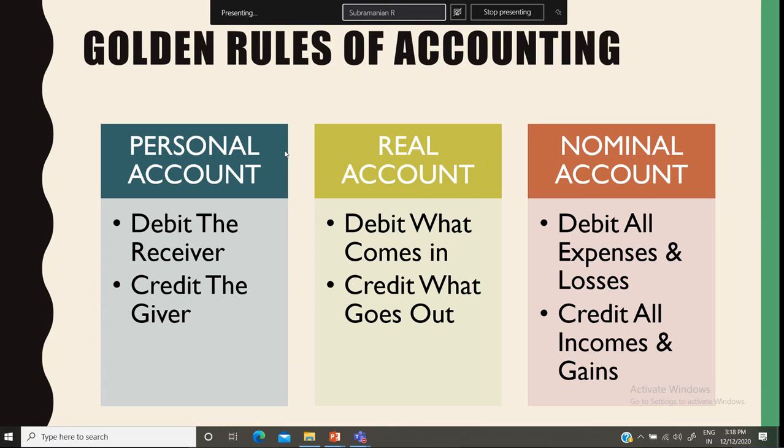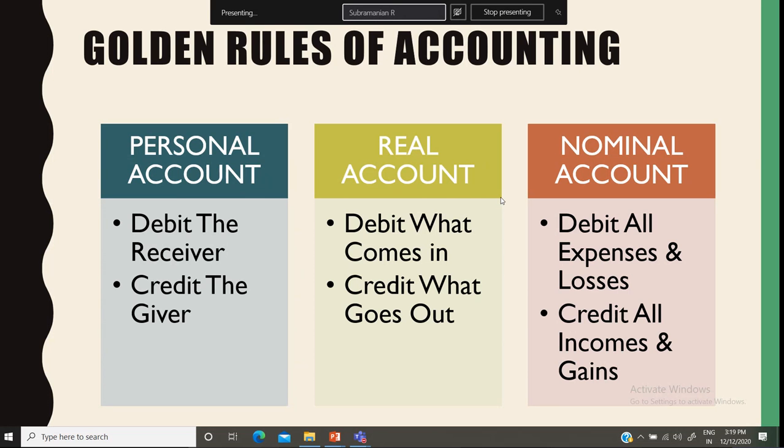First you have to know whether it is a personal account, a real account or a nominal account. If I say some person's name or a bank, then it comes under the personal account. You must know that. And if I say cash or some machinery or some furniture, then it should automatically come to your mind that it comes under the real account.